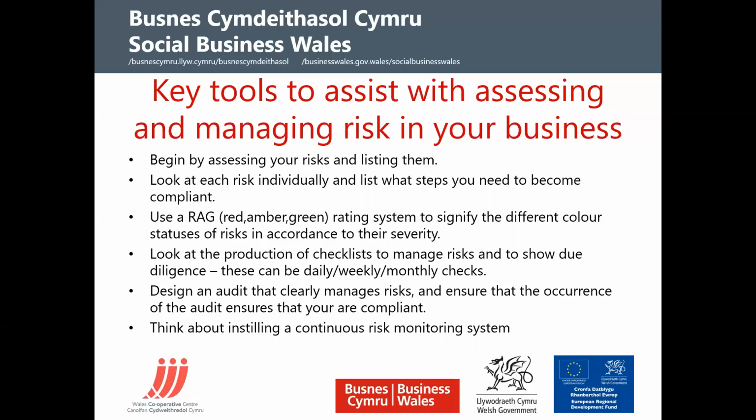Along that sort of route, then look at the production of checklists to manage risks and show due diligence. So these can be daily, weekly, and monthly checks, as simple as a daily keyholder check, or a weekly fire alarm check, or a monthly check on safety lights within your business property. They are all simple checks that you can put in place to show due diligence and also showing that you're managing any risks. You can design an audit that clearly manages risks and ensure that the occurrence of the audit ensures that you are compliant. And also think about instilling a continuous risk monitoring system into your business.